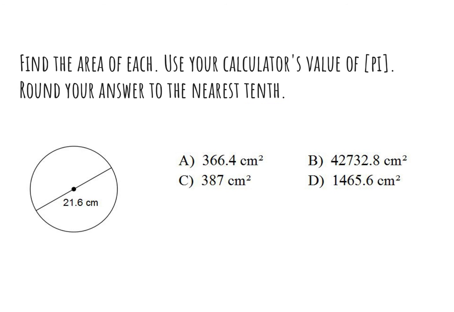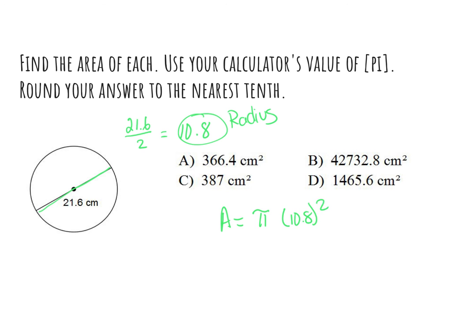Now you try. Find the area of the circle below. So again, we are given the diameter. So I will take 21.6 and divide by 2 to get the radius. So I'll get 10.8. So now I'm going to plug into my formula. Area is equal to pi times the radius, which is 10.8, squared.